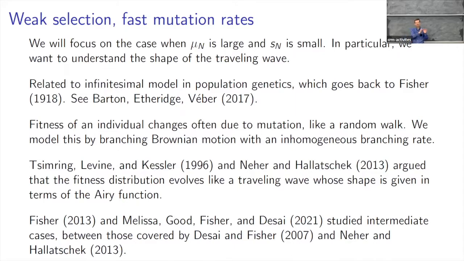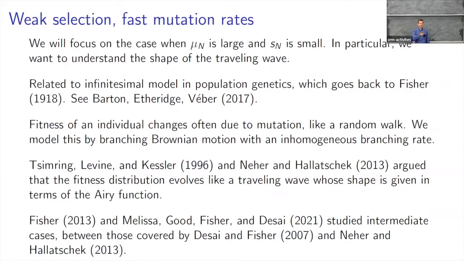And as I mentioned at the end of the first lecture, we're going to approximate this population model by branching Brownian motion with an inhomogeneous branching rate. So the branching rate will depend on the location of the particle to model selection, so that fitter particles are more likely to have offspring.